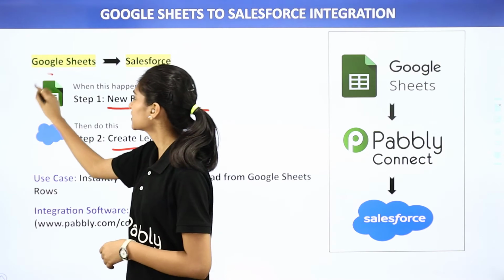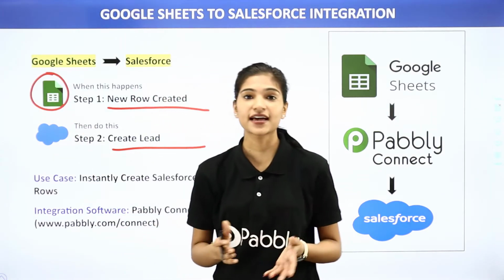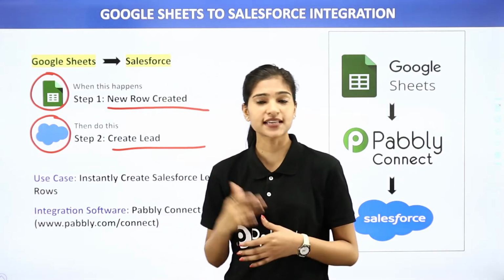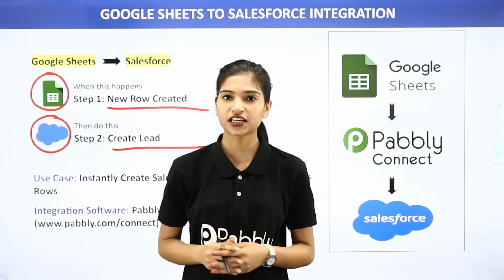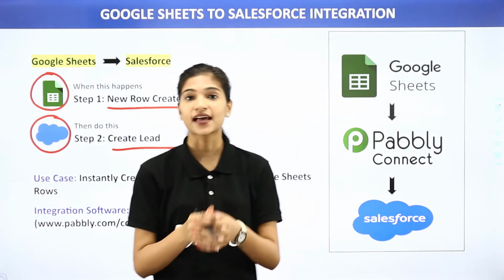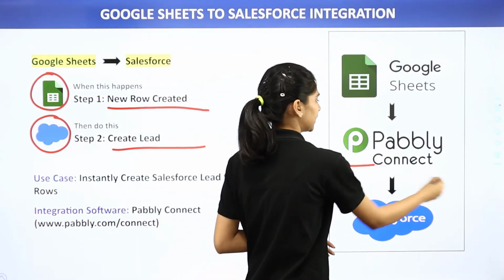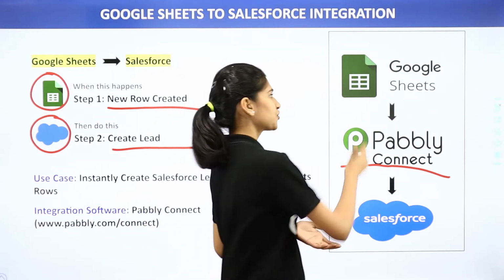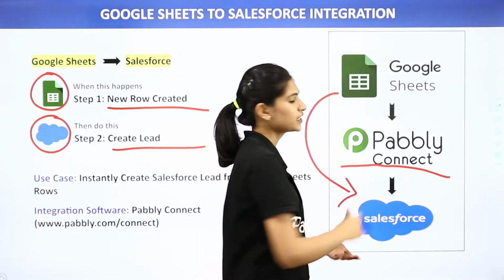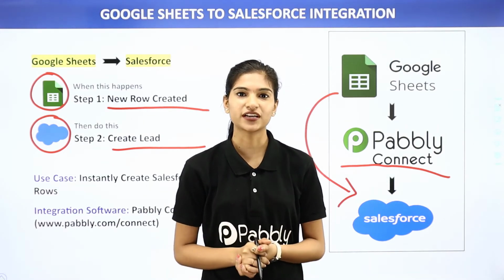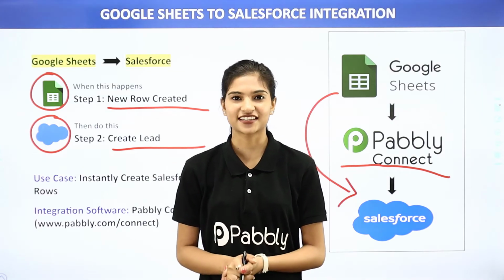So Google Sheets is an online spreadsheet program, whereas Salesforce is a CRM tool. Although Google Sheets and Salesforce have some native integration between them, this integration has certain limitations. And that is why we are going to use Pabbly Connect. Pabbly Connect is an integration software which will help us to transfer data from Google Sheets to Salesforce. The best part here is you don't require any knowledge of coding. So let me show you this on my screen.